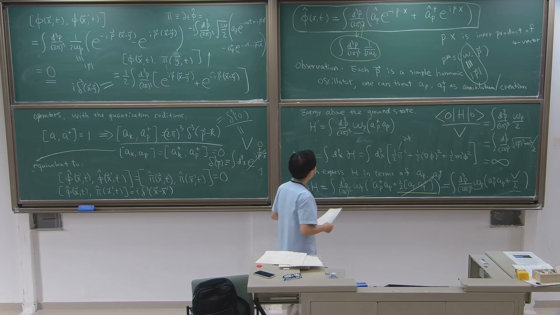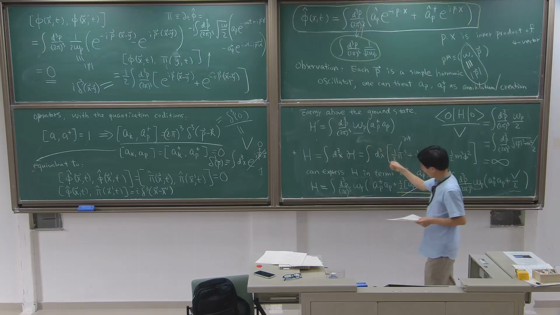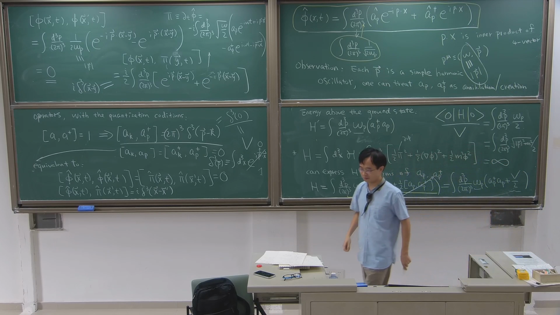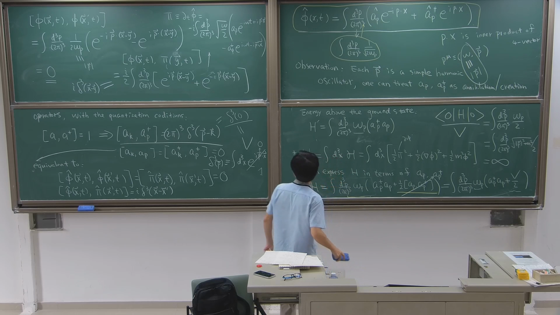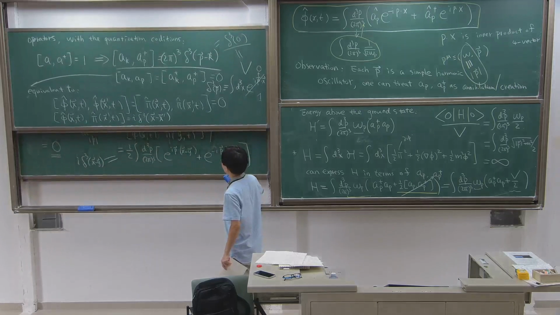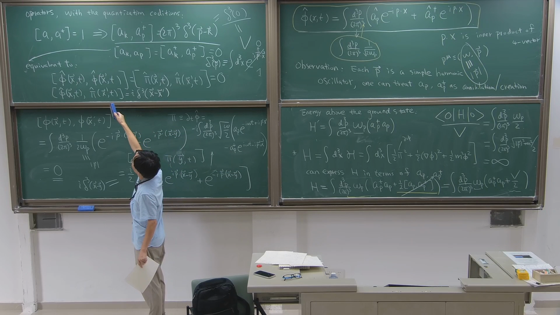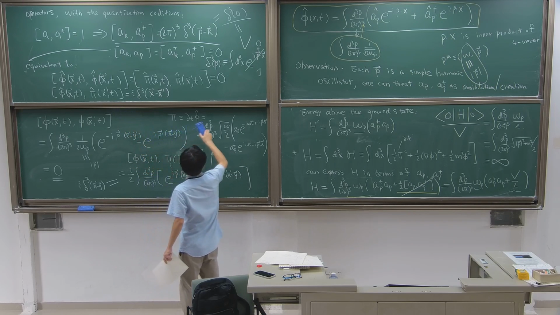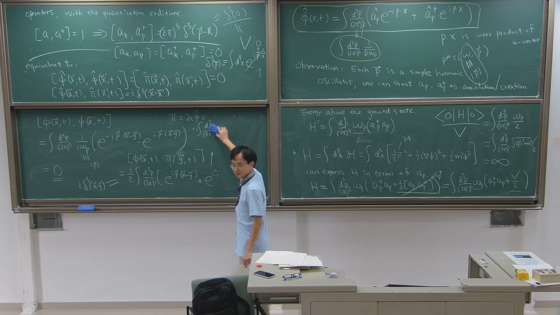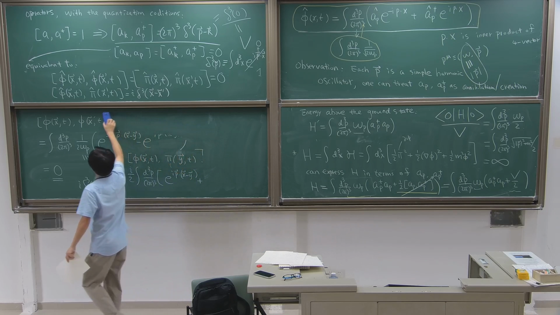Okay, let's continue. So we talked about how to define the Hamiltonian operator. One interesting thing you can check: over there, we checked the commutators for phi and its conjugate momentum. One can also try to check the commutator for the Hamiltonian and phi. Okay?